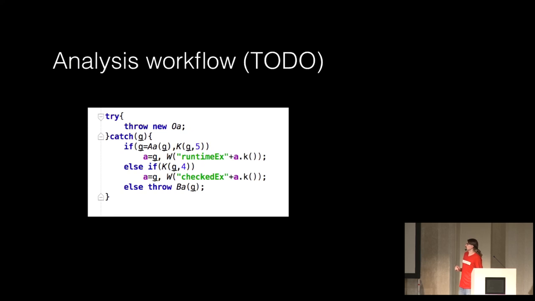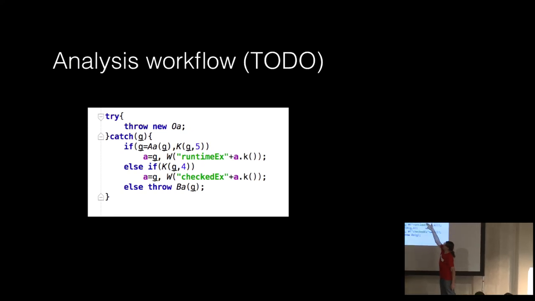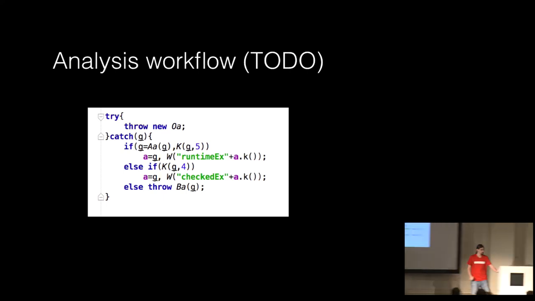And this is what it looks like when you Closure-ify that. You still end up with basically the same code. Throw an exception, and then we have to catch it and check to see which type it ended up being.